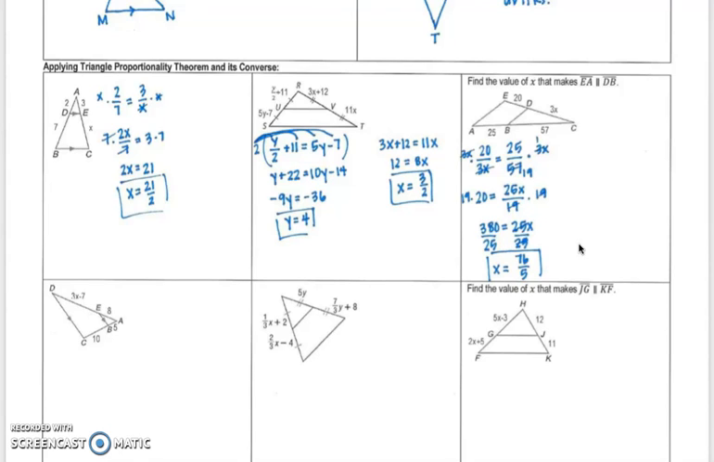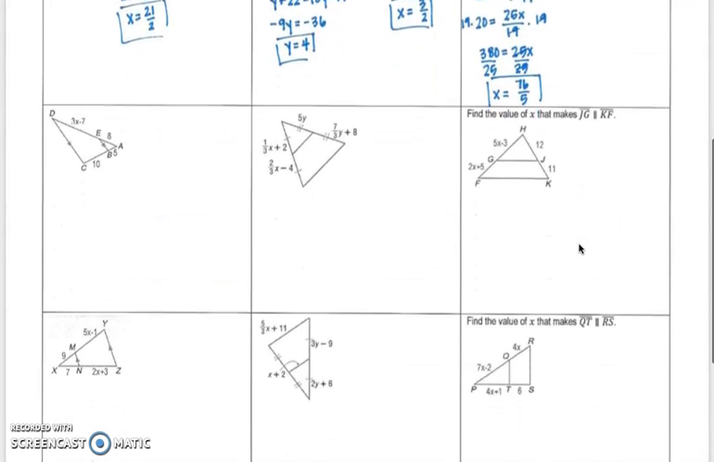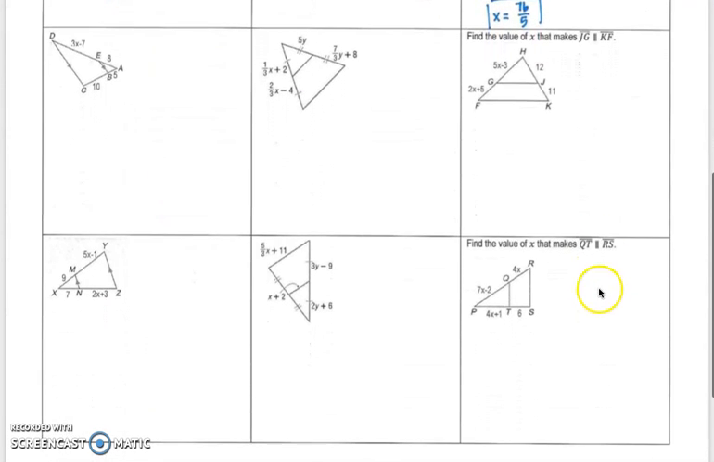But those are your three possibilities for using the triangle proportionality theorem and the converse of the triangle proportionality theorem. There are 6 examples below if you wanted to try any of those. They are literally the same type of question over and over again.